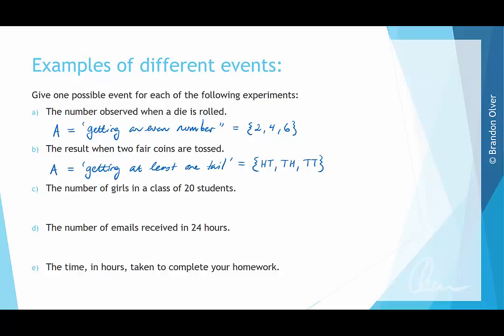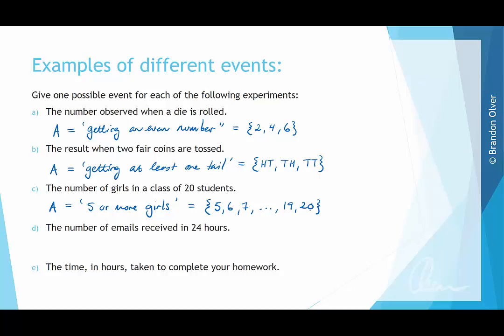For part C, we want an event that has to do with the number of girls in a class of 20 students. We could say that our event A is going to be having 5 or more girls in the class. For that, we can see that the minimum is going to be 5, and then you could have 6 and 7 and so on until you got 19 or even 20 out of 20 being girls. They would all satisfy the event of 5 or more girls.